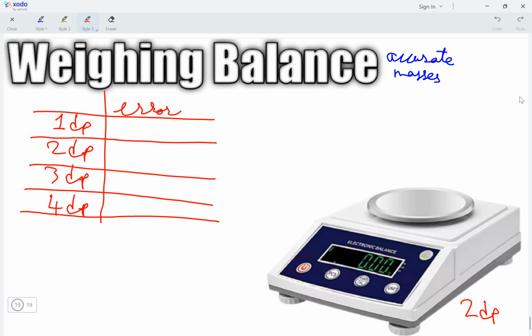So the error in a single reading would be half of least count, and the least count for a 1 dp weighing balance is 0.1. So half of least count would be 0.05. However, since it would be used twice, then the least count would be equal to the error of a weighing balance. So a 1 dp weighing balance would have an error of a single read of a complete reading.